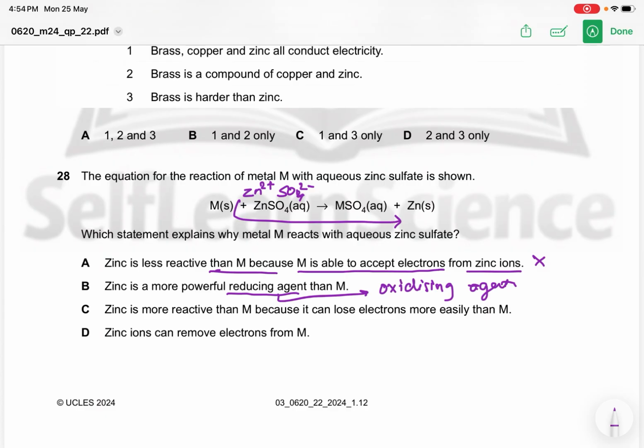Zinc is more reactive than M because it can lose electrons more easily than M. Again, zinc is not releasing its electron, it is accepting electron. Zinc is itself accepting electron to convert from zinc cation to zinc atom. So that is also not correct. So zinc ions can remove electrons from M. So zinc can easily accept electrons from M to convert from zinc cation to zinc atom.